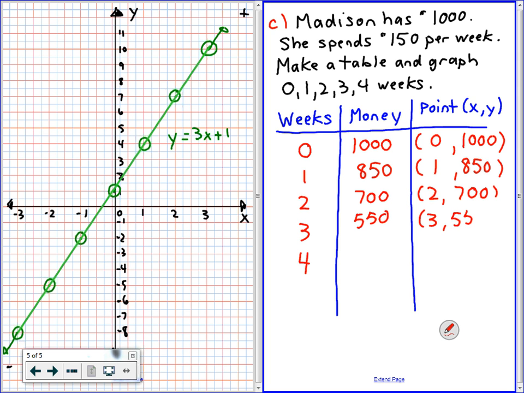Now what you're going to notice on all of these is that there's a nice pattern. In grade 9, we're all about patterns, okay? Like everything is balanced, okay, right?